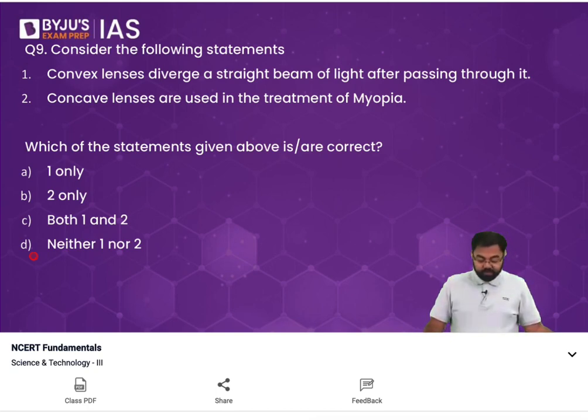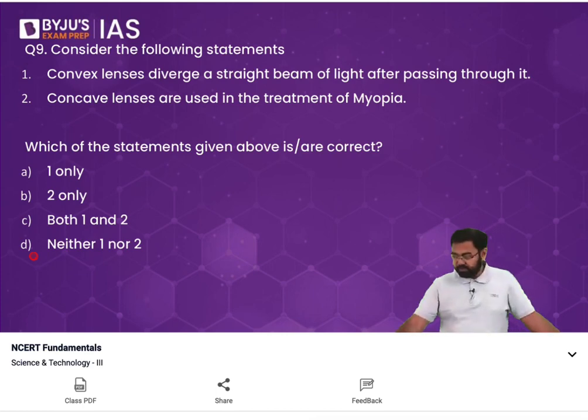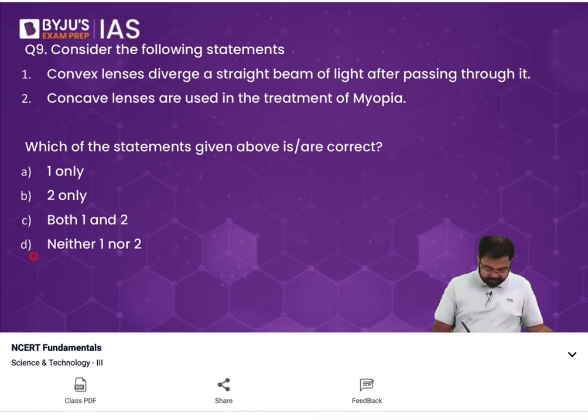Concave lenses are used in the treatment of myopia. All right, so two statements given here. Please mark. I'm launching the poll for you. Please mark your correct answer.